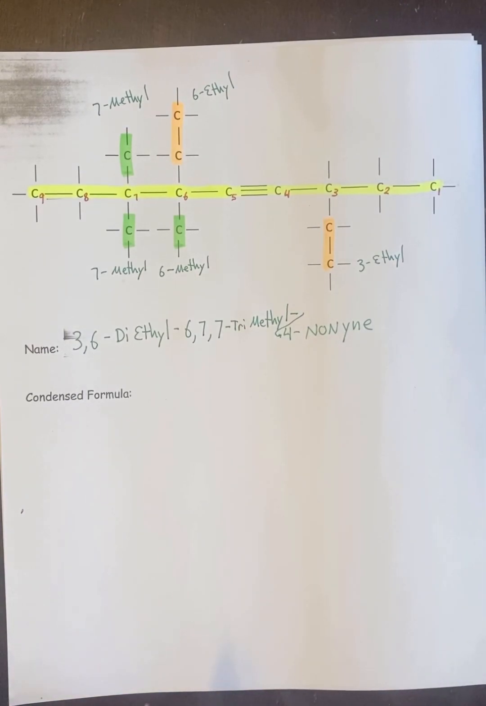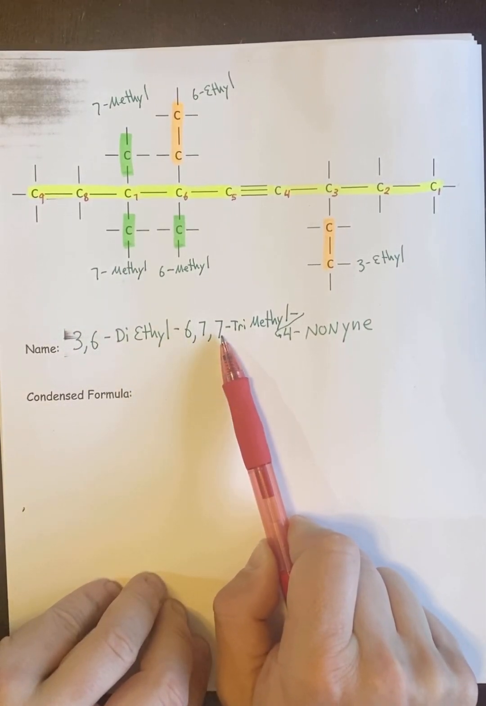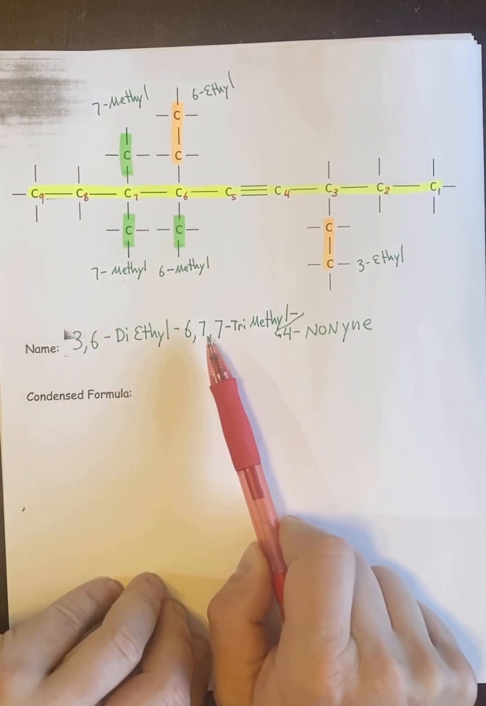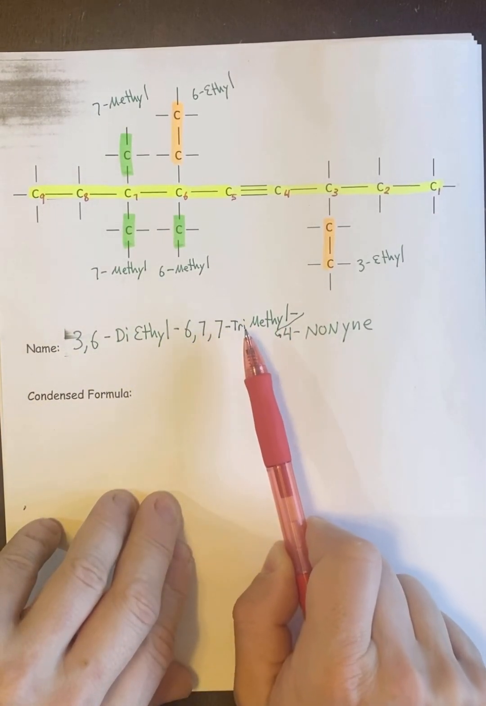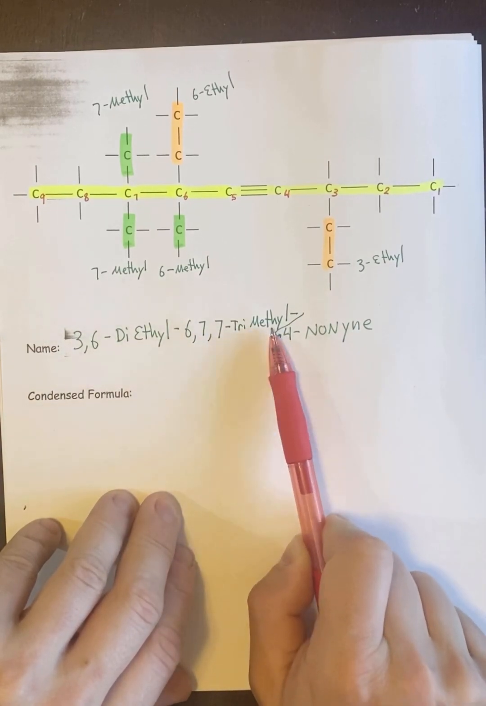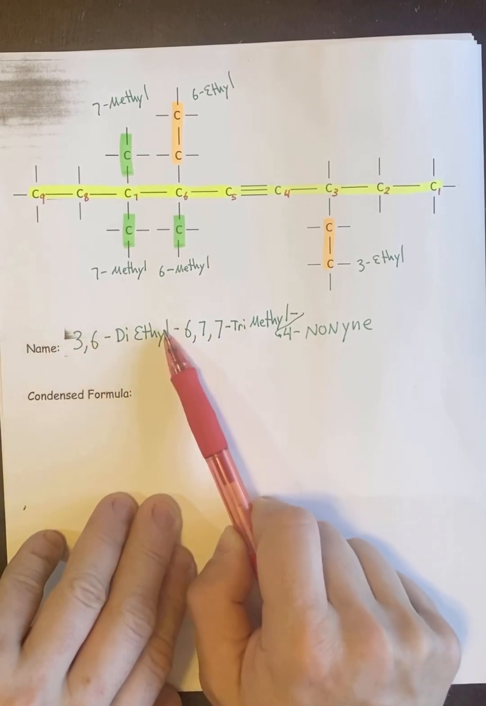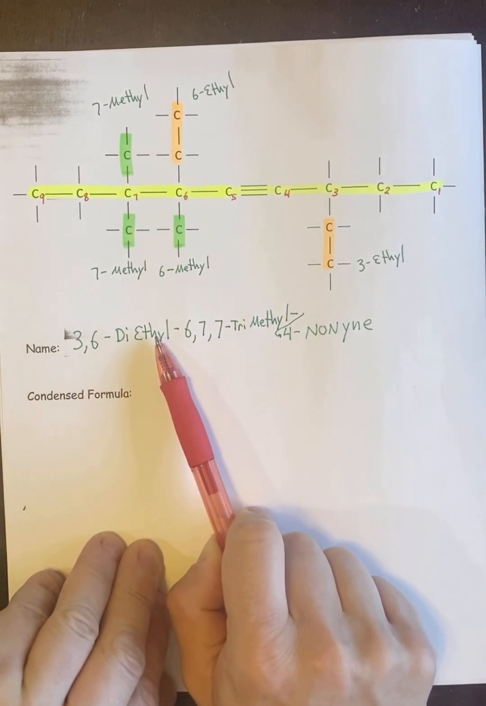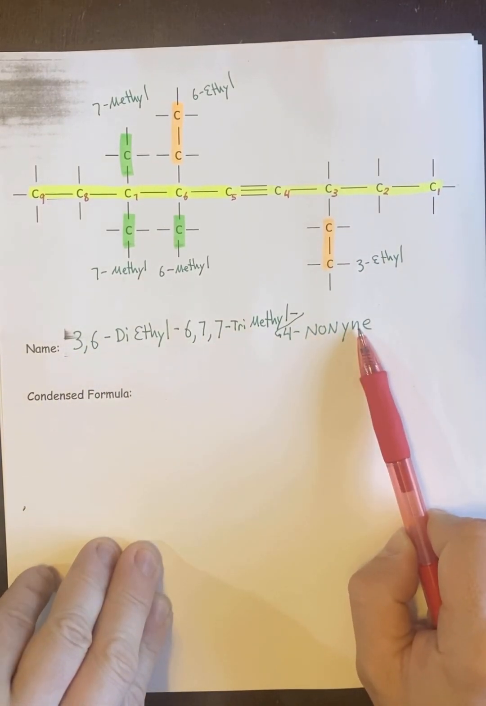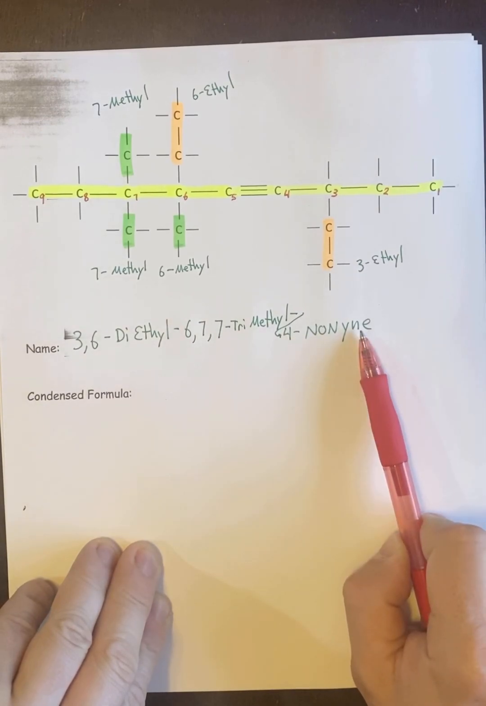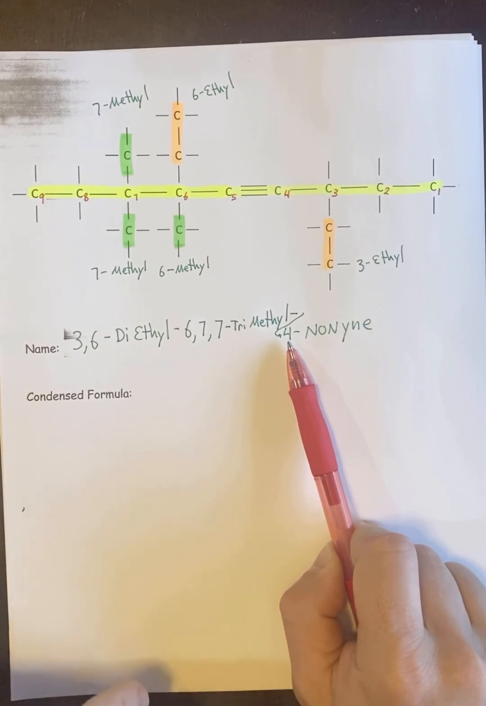So notice a couple things. There were 2 methyls on the 7, so the number 7 has to be written twice. If they happen to be on the same carbon, you still have to double that number up, because what trimethyl really means is there are 3 branches of 1. 6, 7, and 7 are where to find them. Diethyl means there are 2 branches of 2. 3 and 6 are where to find them. Non-ine says there's 9 carbons in a row. There's a triple bond between carbons 4 and 5. The 4 is where to find it. So that's what it means.